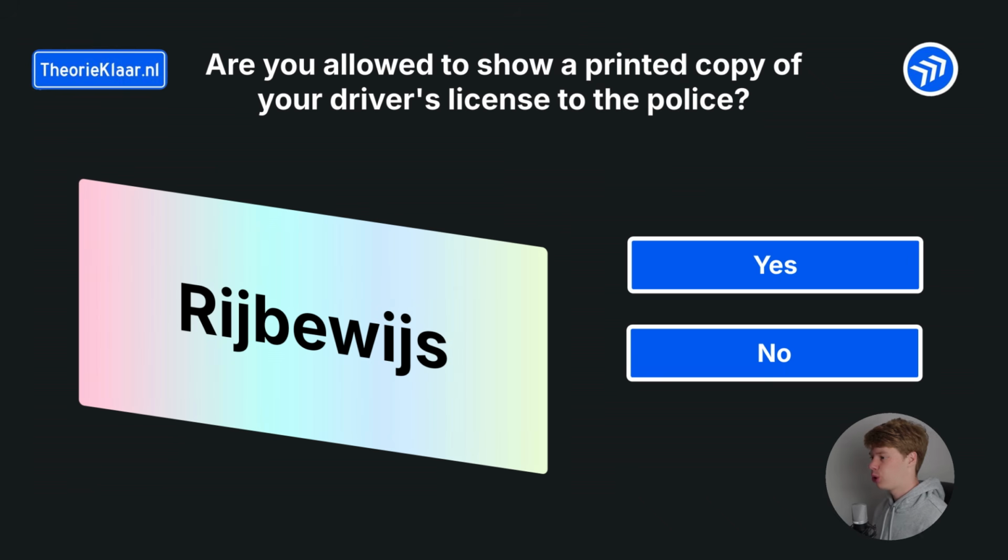And are you allowed to show a printed copy of your driver's license to the police? Well, you must always have your driver's license with you. So showing a printed copy or a photo of your driver's license on your phone is not valid. So the right answer is no, that is not allowed.